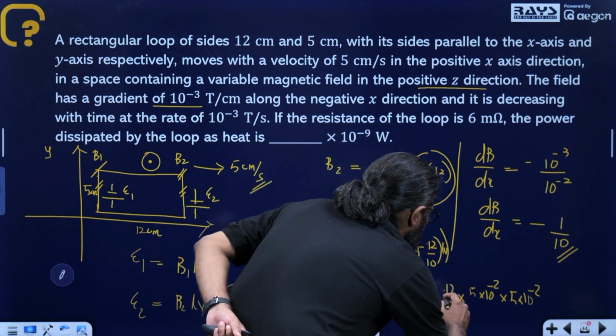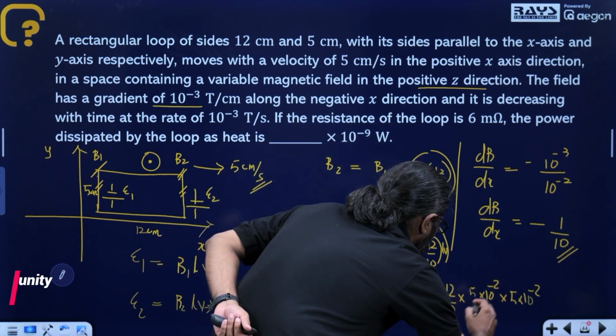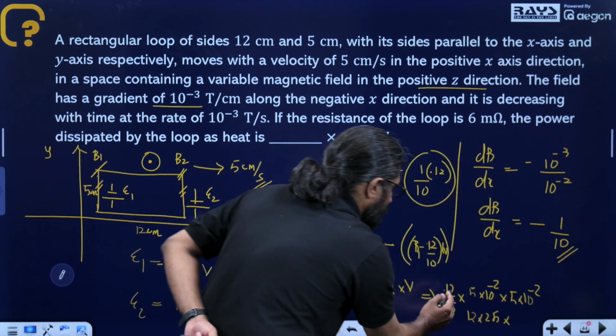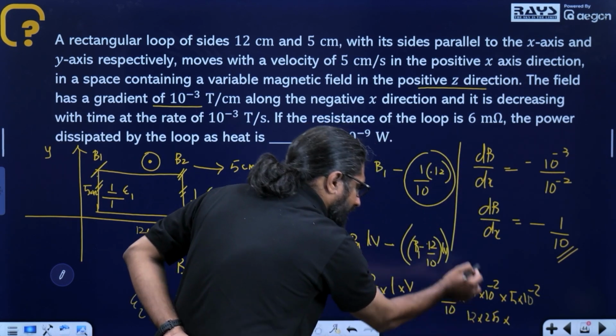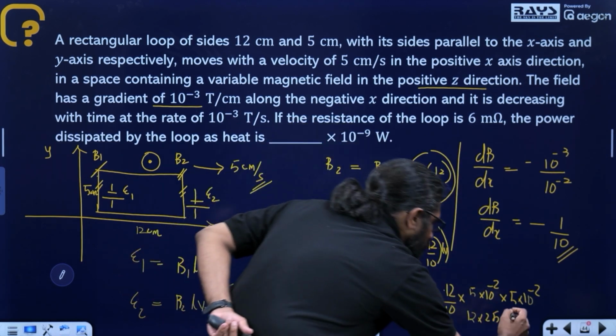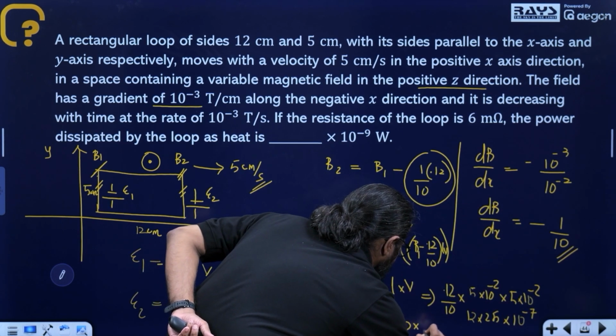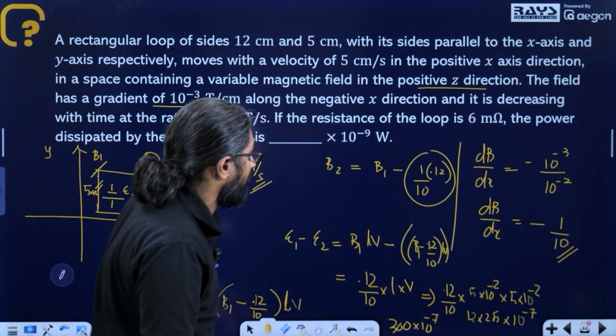Now we have 12 into 5 into 5, 12 into 25, multiplied with, look, here there is 10 raised to minus 6, and with the 10 in the denominator it becomes 10 raised to minus 7. That makes it 300 into 10 raised to minus 7. Now that is what we have.